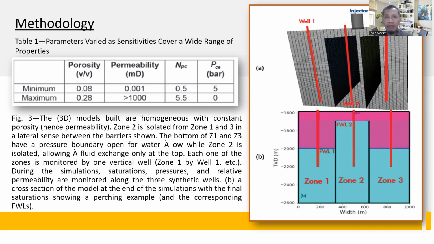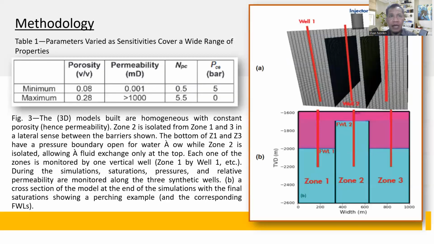During the simulation, parameters such as saturation, pressure, and relative permeability are observed along this well. A cross-section of the model at the end of simulation shows the final saturation, including an example of perching corresponding to the free water level. The model used in the study is 1,000 by 1,000 by 1,000 meters in XYZ direction to create a trapping condition in the central part of the model. Zone number 2 is separated laterally by barriers. The bottom is sealed to prevent fluid flow. Zones 1 and 3 are connected, while the injection occurs at the top where all 3 zones communicate laterally.